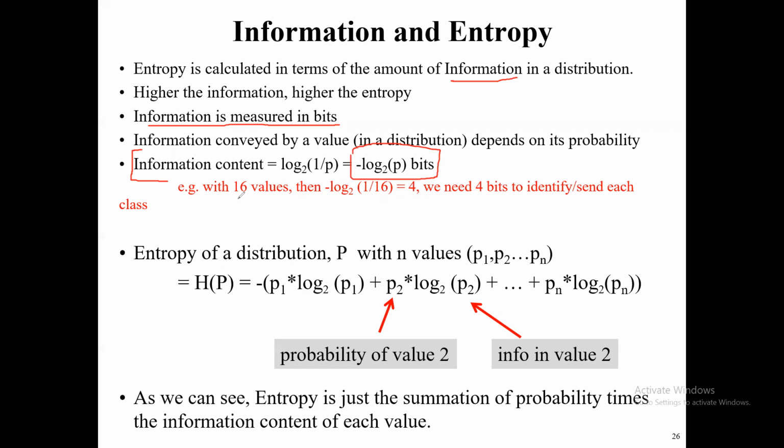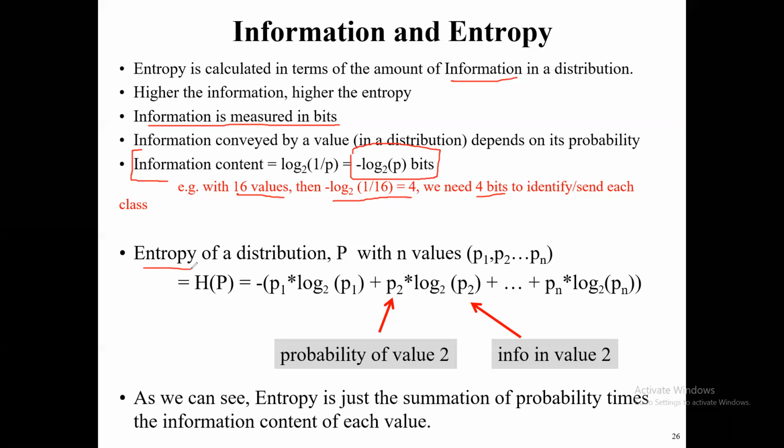So for example, if we have 16 values in a distribution, then the information content will be negative log 1 over 16, where 1 over 16 is the probability of each of the values, considering that each of the values is equally probable, are distinct. So that gives us 4 bits of information. So the amount of information content is 4 bits in that specific distribution.